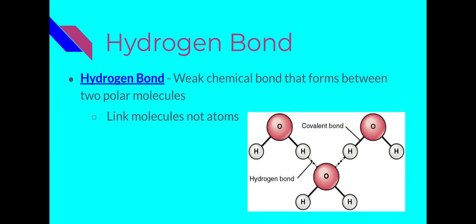Last one is a hydrogen bond. A hydrogen bond is a weak chemical bond that forms between 2 polar molecules. It also links molecules, not atoms. So that's the key thing. So within an atom, you're either going to have a covalent bond, ionic bond, or if we're talking about metals, a metallic bond. You're never going to have a hydrogen bond between just 2 elements. It's going to be between 2 molecules.